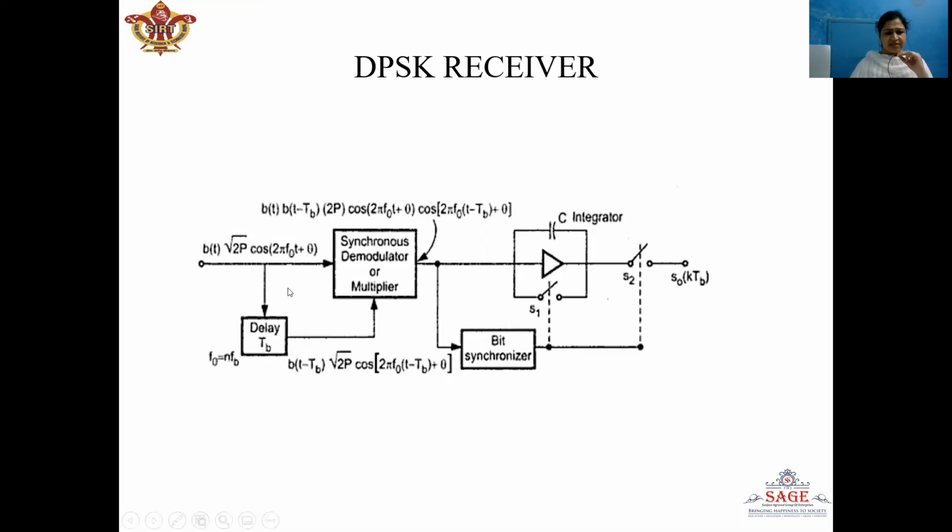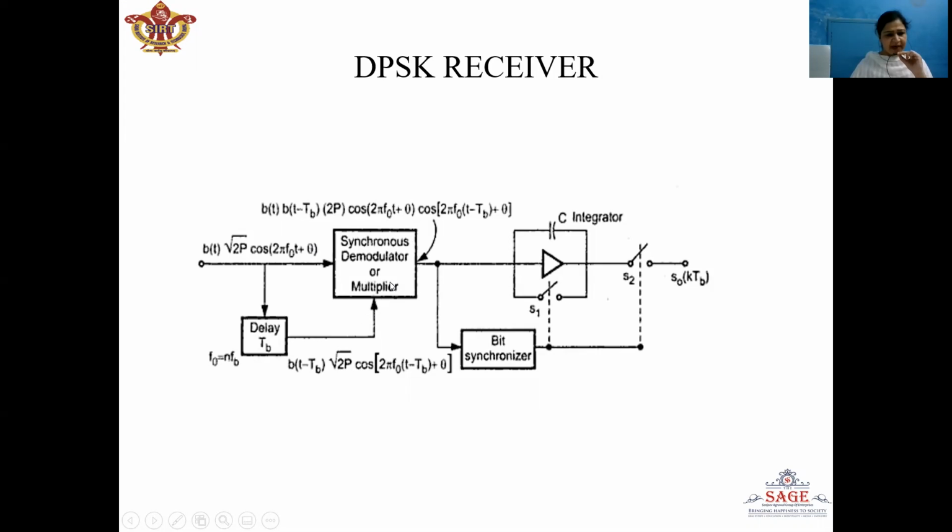Now, during the transmission, the DPSK signal undergoes some phase shift theta. The signal which will be received at the input of the receiver is given by BT root 2P cos 2 pi f naught t plus theta, where theta represents the phase shift. Now, the received signal and the received signal delayed by 1 bit time TB are applied to the multiplier, which is a synchronous demodulator.